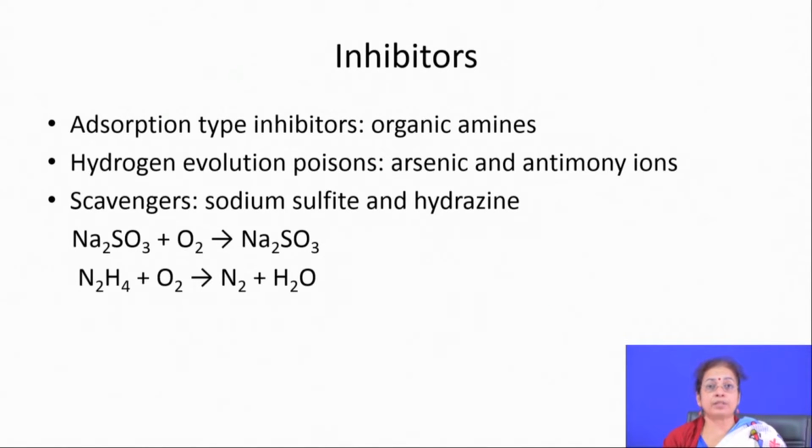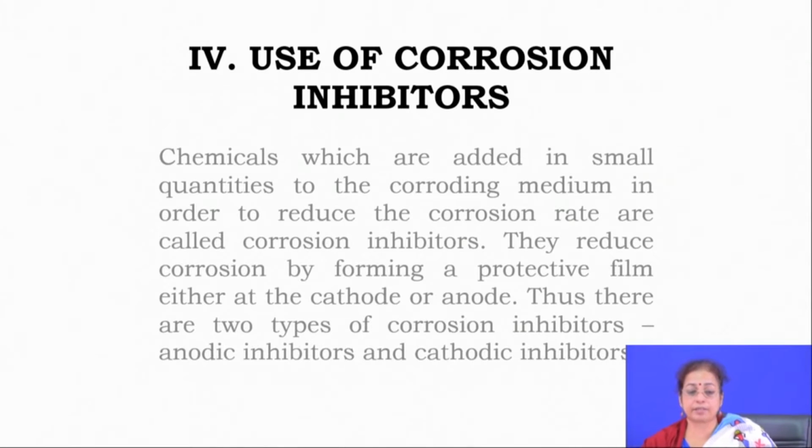Hydrogen evolution poisons, like arsenic and antimony ions, basically reduce the tendency of hydrogen evolution, and by that process they reduce the tendency of corrosion, particularly hydrogen embrittlement and stress corrosion cracking problems, to a large extent. Scavengers take away oxygen from the system, like sodium sulphite and hydrazine. By that process they reduce the aggressiveness of the environment.